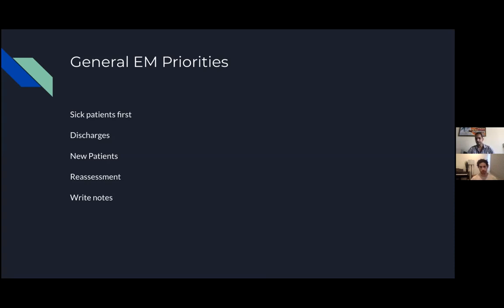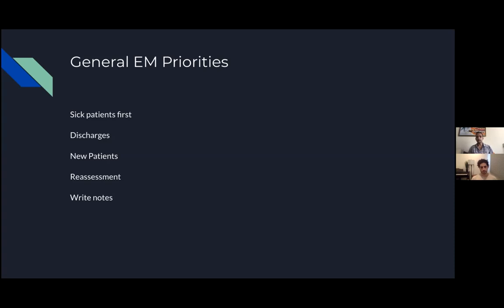The third thing is to pick up new patients. So after you're done seeing all the sick patients and putting in the discharges, you want to try and pick up any new patient that's in the department. And after you see those new patients, you want to reassess your old patients. Because you will be performing parallel processing, you will have a list of patients that are all being worked up at the same time. So it's important periodically to go back and make sure that you reassess them and that you ensure that all of their labs, imaging, and treatments are being performed so that you can efficiently discharge them.